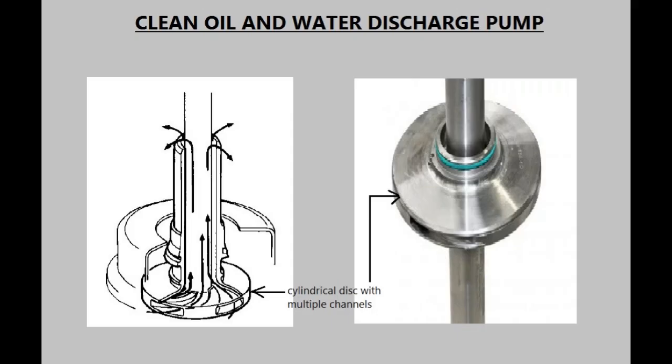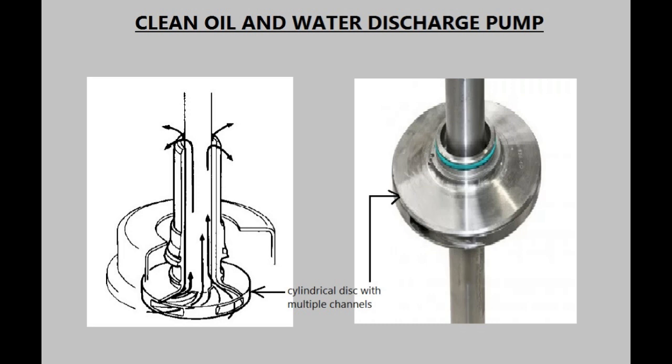These are the centripetal pumps. It discharges the clean oil and water under pressure. It operates on the reverse principle as a centrifugal pump. Where in a centrifugal pump, the impeller rotates in a stationary casing, and the liquid being pumped flows out from impeller channels. The centripetal pump is a cylindrical disc with multiple channels.